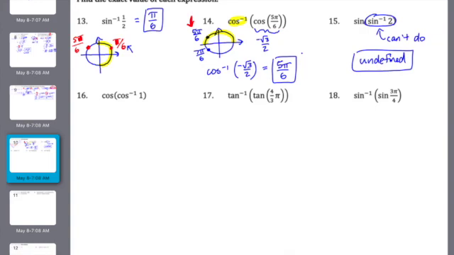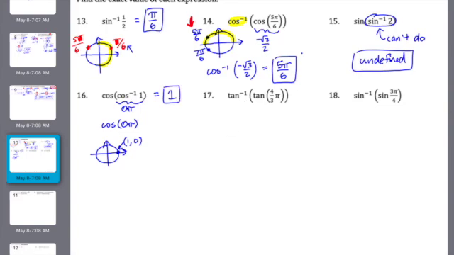Number 16, we have cosine inverse of 1. So we're going to start with that. So hopefully you realize that cosine has a value of 1 at 0 pi. So basically we're just finding the cosine of 0 pi. You can draw a unit circle, but since it's just cosine, we know that 0 pi is right here at the point 1 comma 0, and that has an x coordinate of 1, so this does just end up being equal to 1. So that one's pretty straightforward.